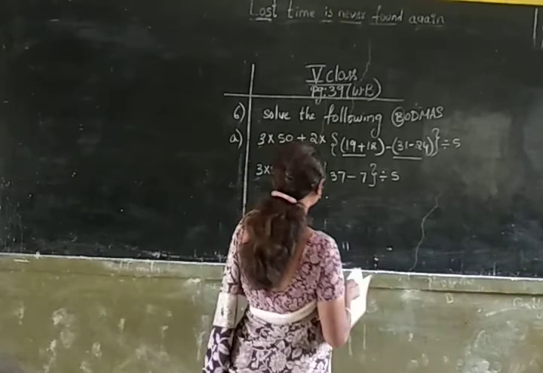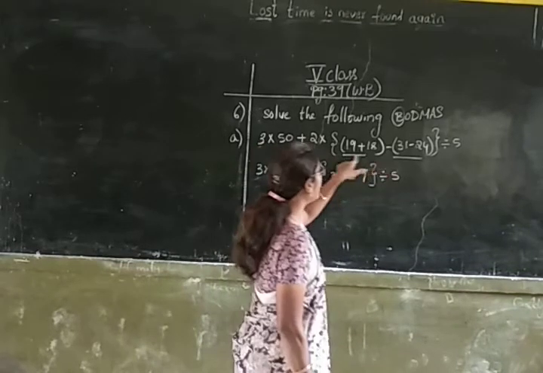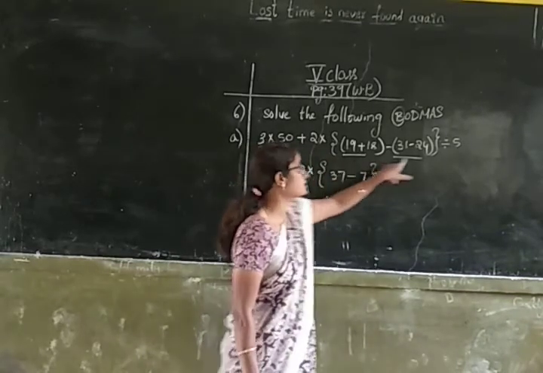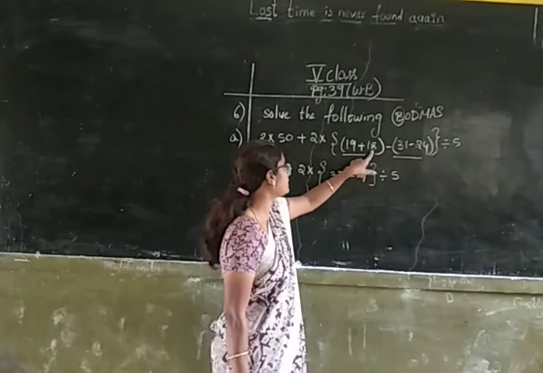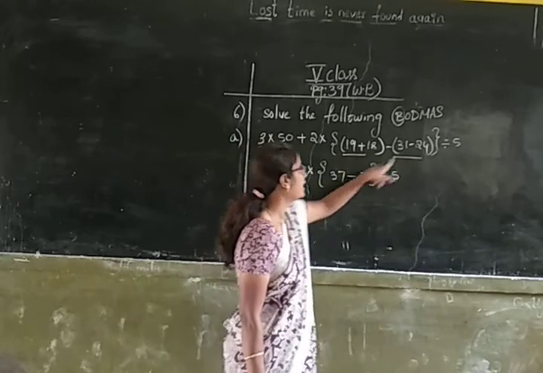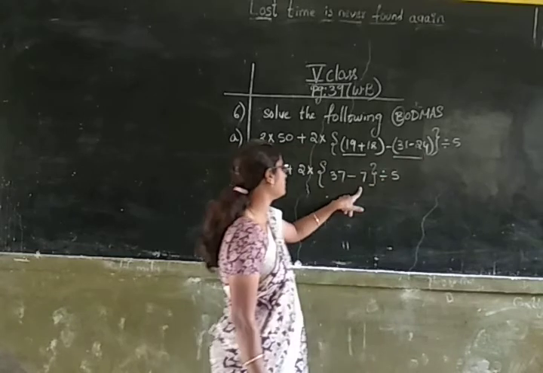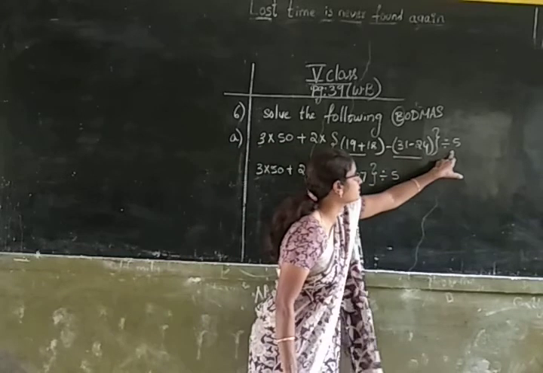Okay children? So first what we have done? We have solved the terms in the round brackets. Here 19 plus 18 is equal to 37 and 31 minus 24 is equal to 7, and at the last is given divided by 5.